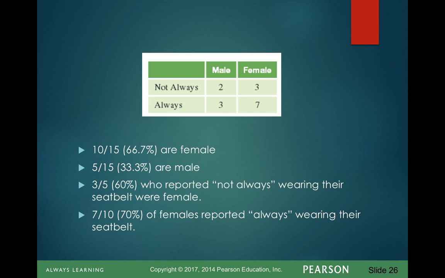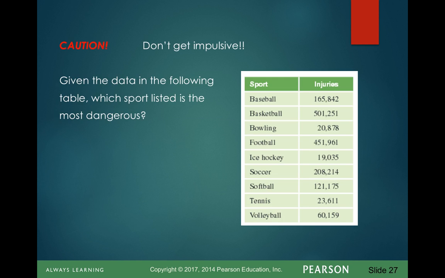Now, if I come down to the always line, I can see that 10 total always wear their seatbelt, because again, 3 males and 7 females give me a total of 10. If I look at the female column, 7 out of 10 reported that they always wear their seatbelt. So we could look at other things as well, but those are just 4 that I picked out that I thought were kind of interesting, or at least, kind of something.